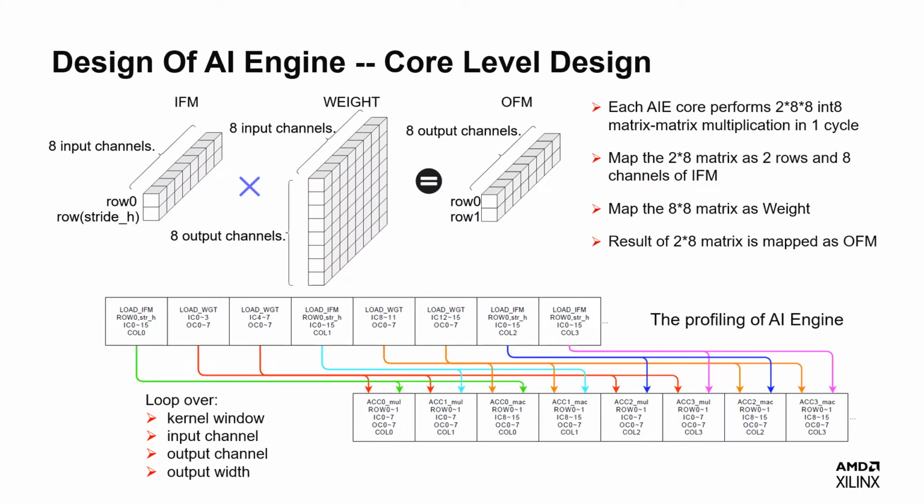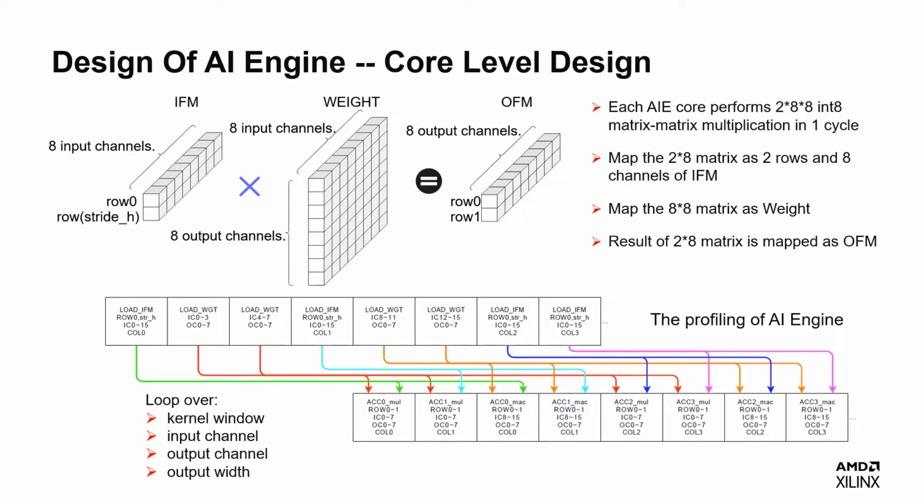For the core level design, the figure above shows the basic MAC operation in one AIE core, which does 2 by 8 by 8 matrix multiplication in one cycle. We map the input feature map as 2 rows by 8 input channels, map weight data as 8 input channels and 8 output channels. Therefore, the resulting output feature map is mapped as 2 rows by 8 output channels.